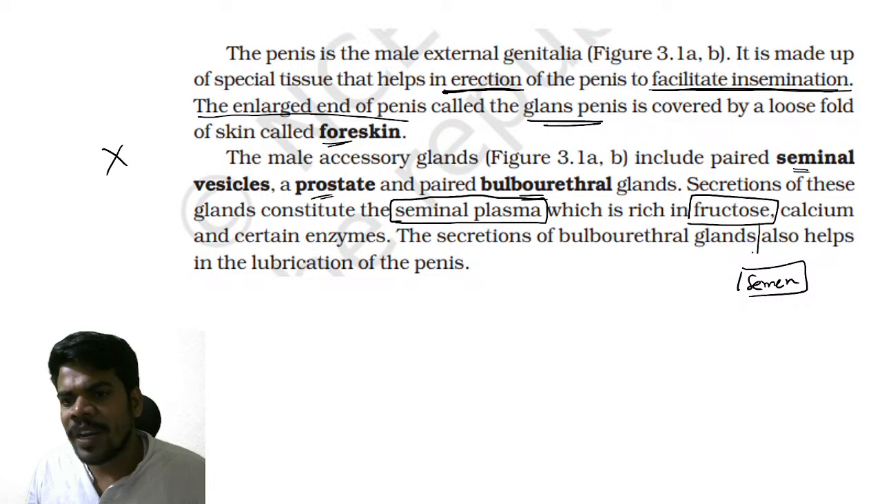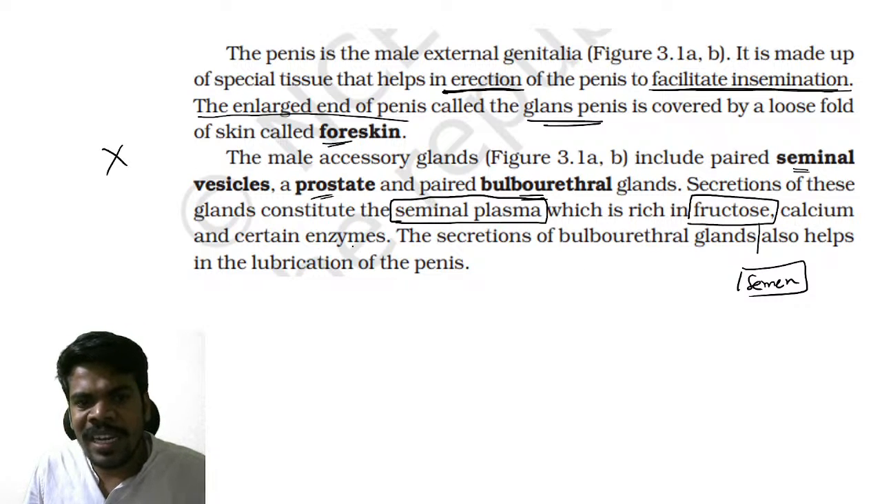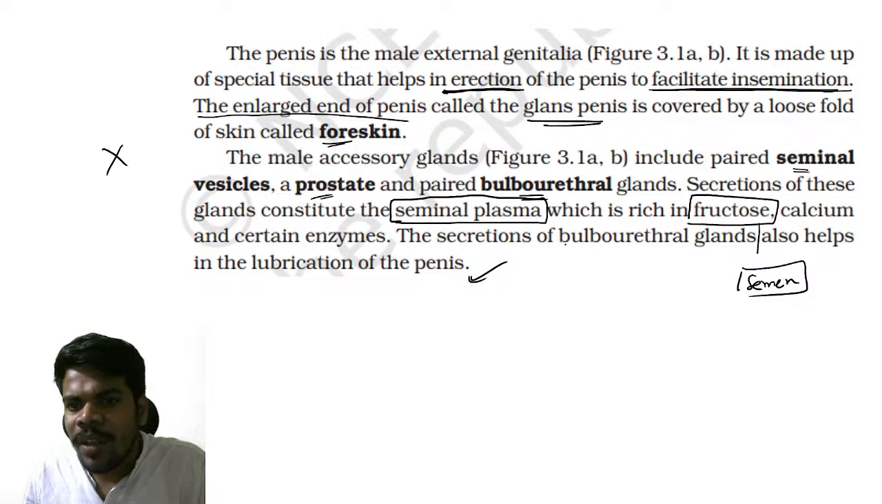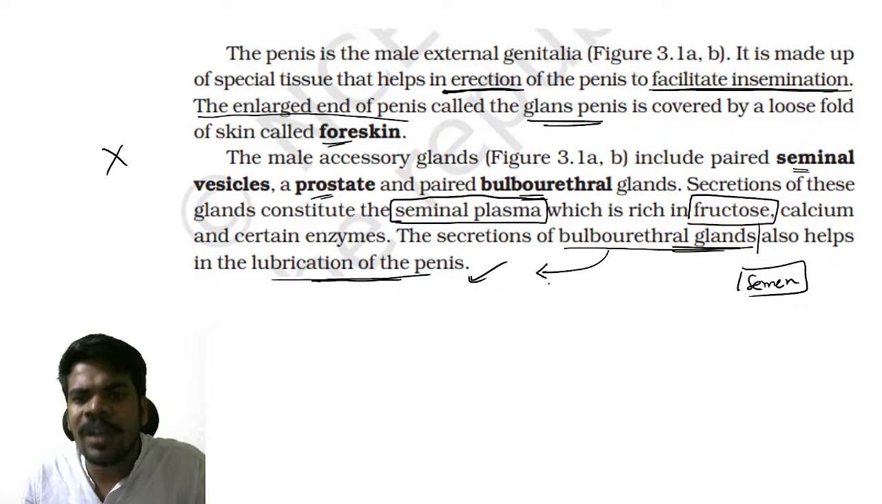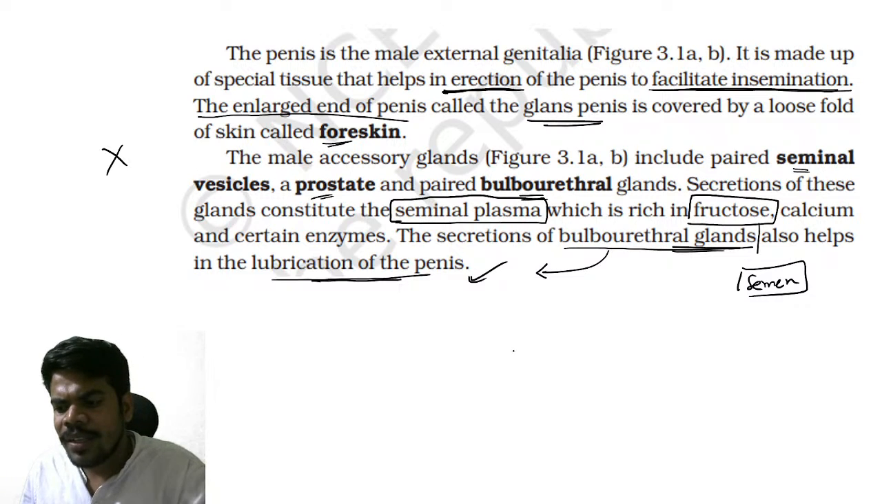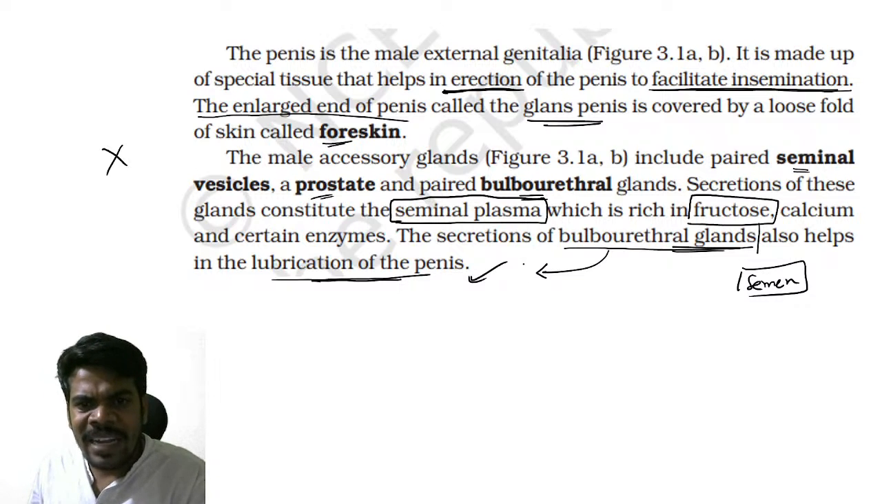Come back. Fructose, calcium and certain enzymes. The secretions of the bulbourethral glands also help in the lubrication of the penis. Very important, bulbourethral glands for lubrication of the penis. So these are the glands and everything.